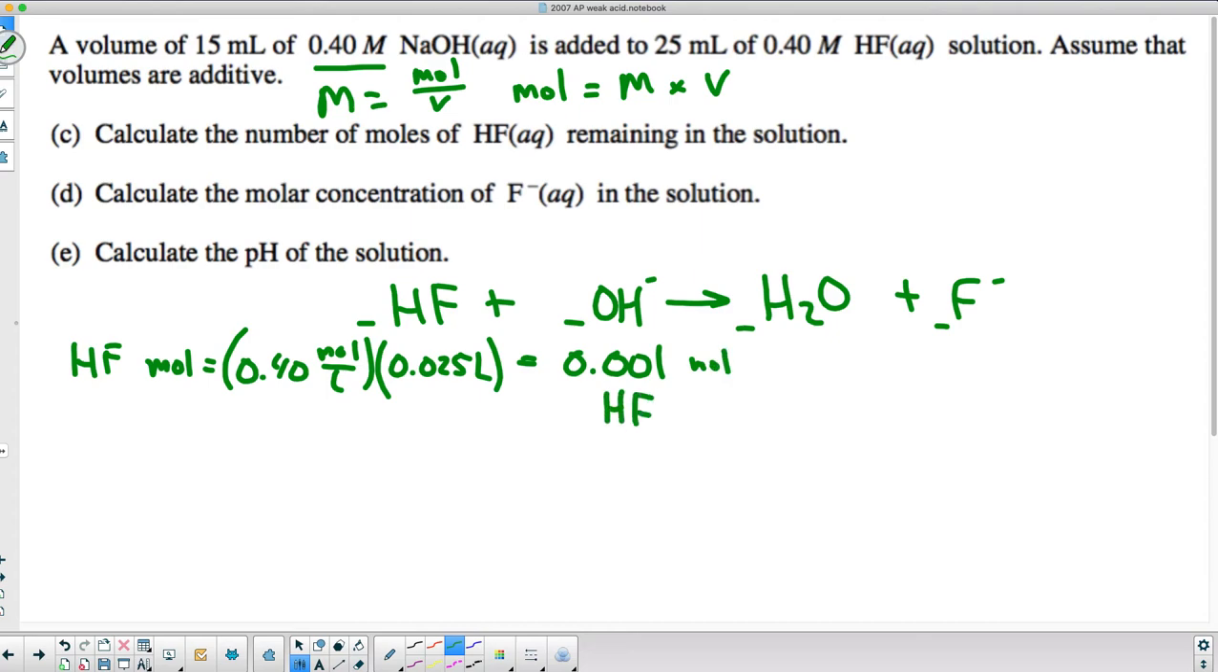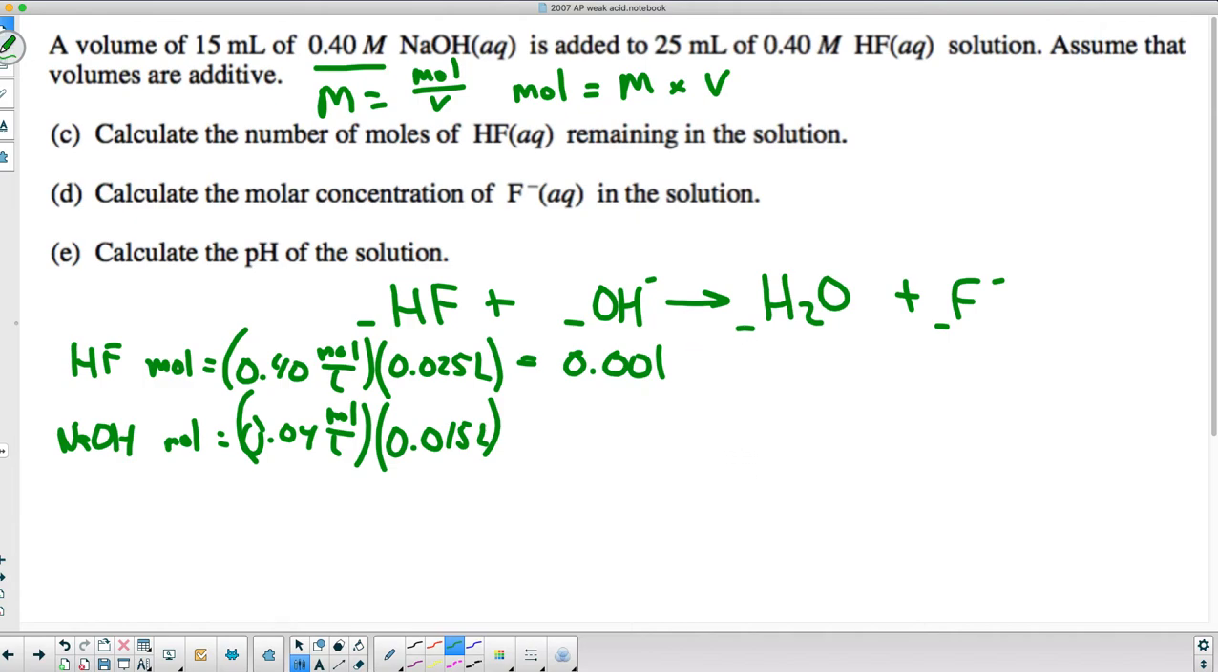Okay, now I'm going to do the same thing for NaOH. So moles equals 0.4, and again, that's moles per liter. So I change this one now to 0.015 liters. And 0.4 times 0.015 is 0.006. So let me do it this way.